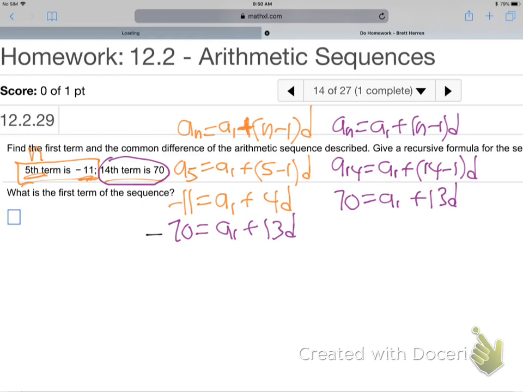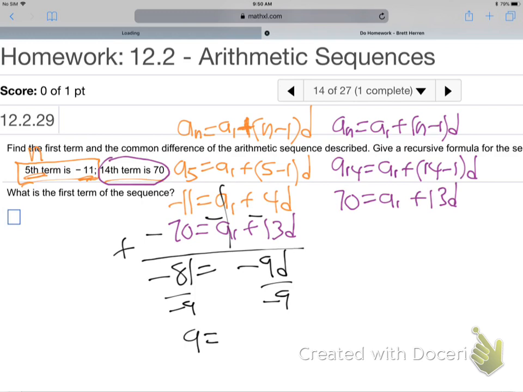And then I'll multiply through by -1. Add them up. What is it? Minus 90? Yeah. Then last step, divide by -9. So D is +9. So D is +9.